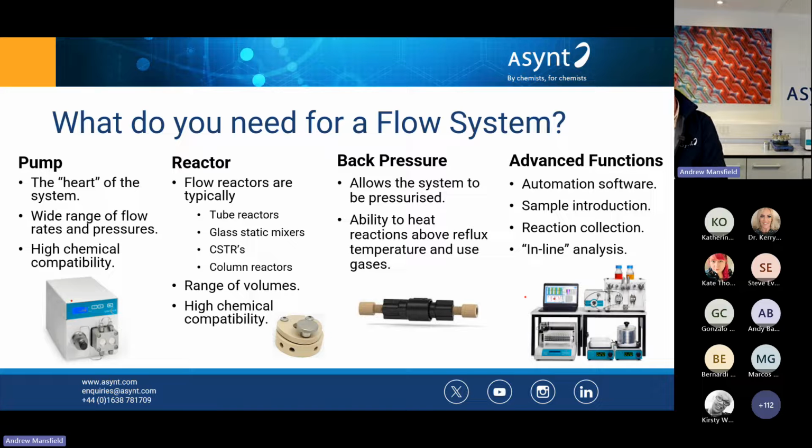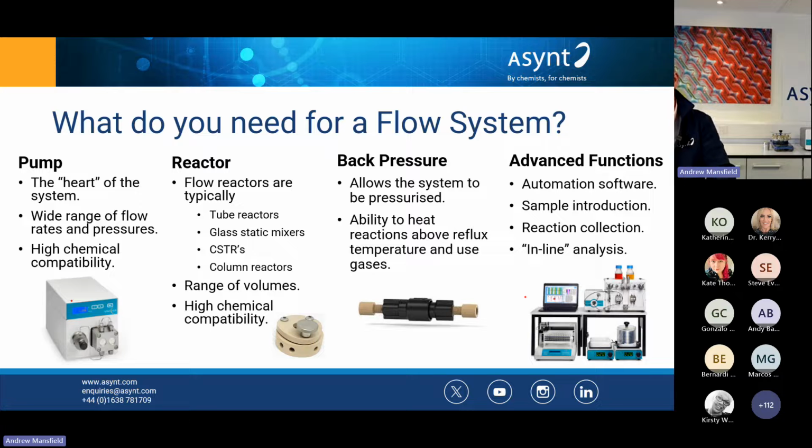Now, if we want to access some of those higher level benefits, then we need to be able to pressurize the system. And then we'd add a back pressure regulator. The example that I've shown there is a simple off-the-shelf HPLC-like back pressure regulator. That will allow us to pressurize, and they come in different pressure ratings, so you can control what pressure you're adding in. It is very basic level, and then that will allow you to access those chemistries where you want to take reactions over reflux temperatures or start using gases. So a really simple system: pump, flow reactor, back pressure regulator.